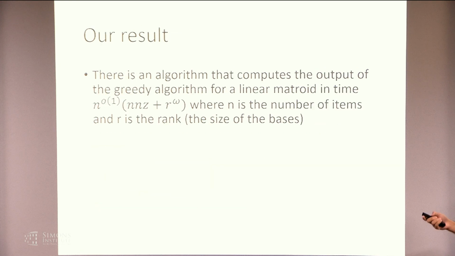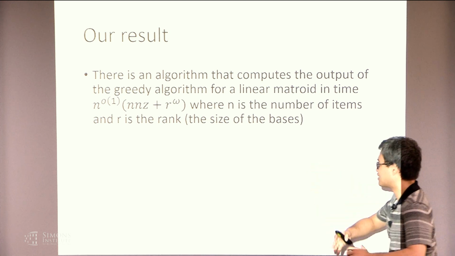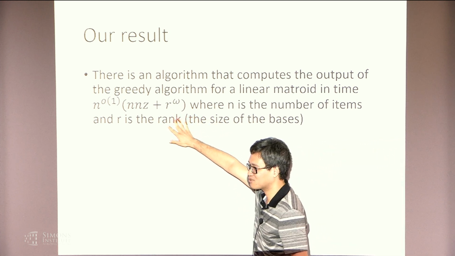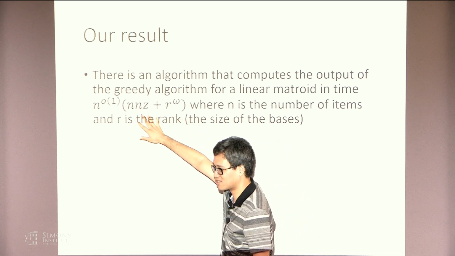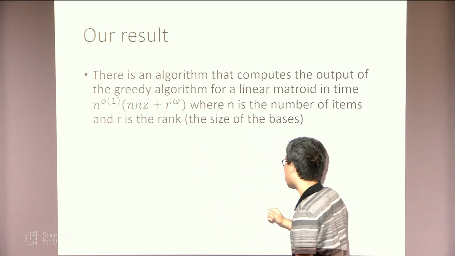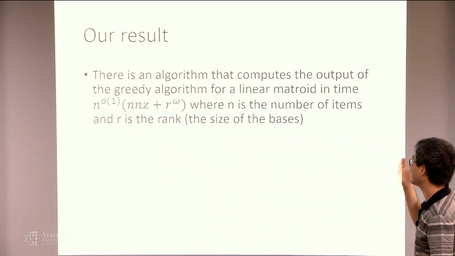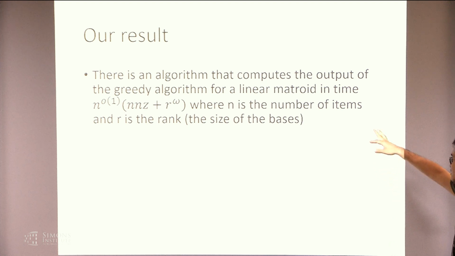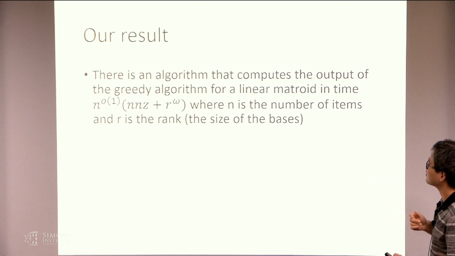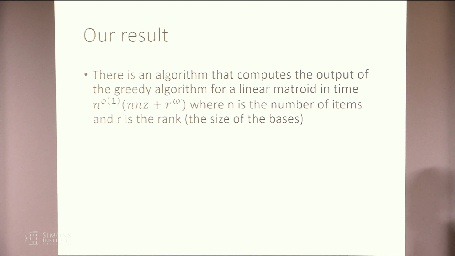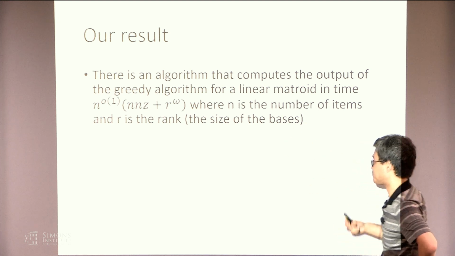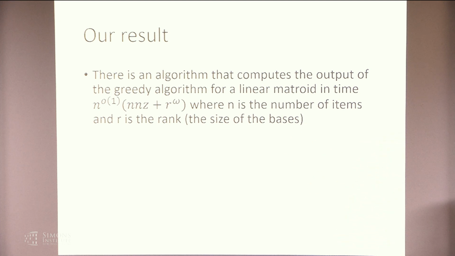So in this work, we look at this problem and we show that there is an algorithm that can compute the output of the greedy, so basically simulate greedy, and compute the maximum weight basis of a linear matroid in running time basically what we set out to get, which is the number of non-zero entries of the representation plus the rank to the omega. But then we also need this n^{o(1)} overhead on that, where n is the number of items, the number of vectors, and r is the rank of these vectors. So r is the size of the basis. So this is what we show.